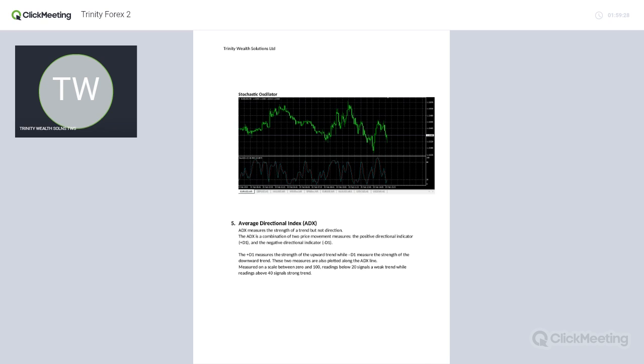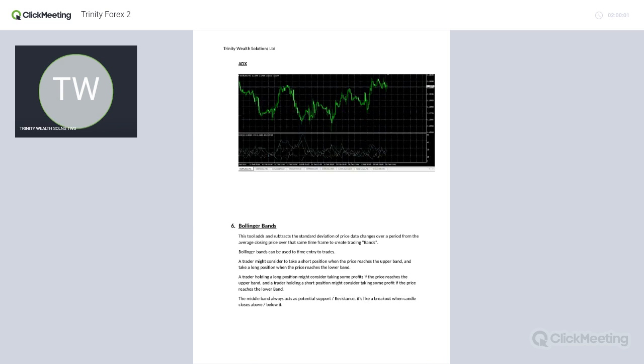So we are on the average directional index. We are saying the plus DI measures the strength of the upward trend, while the minus DI measures the strength of the downward trend. These two measures are also plotted along the ADX line, measured on a scale between 0 and 100. Readings below 20 signal a weak trend, while readings above 40 signal a strong trend.